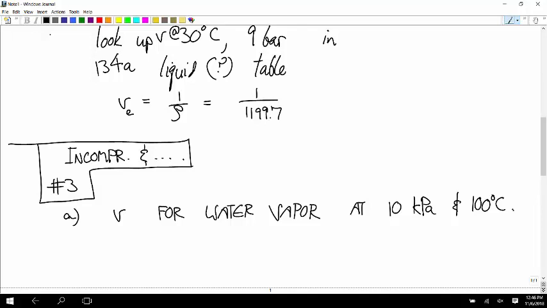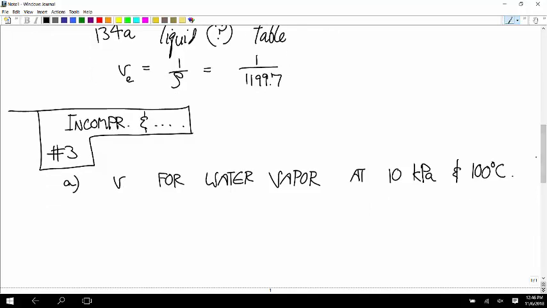So we need to know the molar mass for water. This constant R is equal to the universal value of R divided by the molar mass. And M is equal to, what do you get for water? 2.02 plus 16, is that right? 16.00, so 18.02 about.